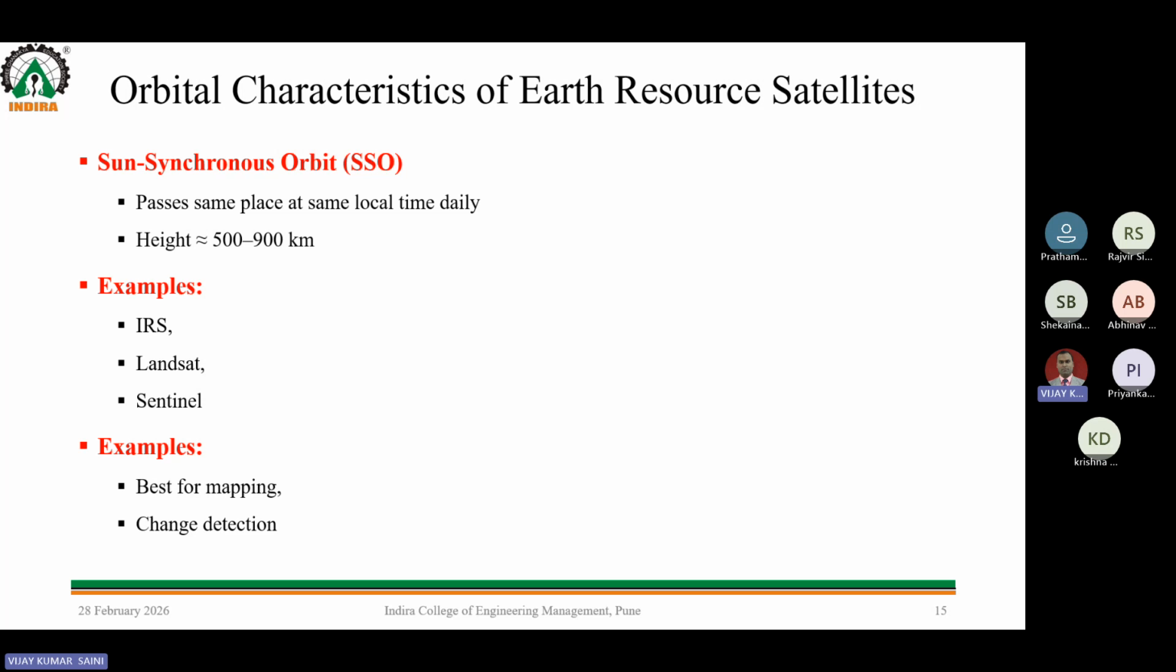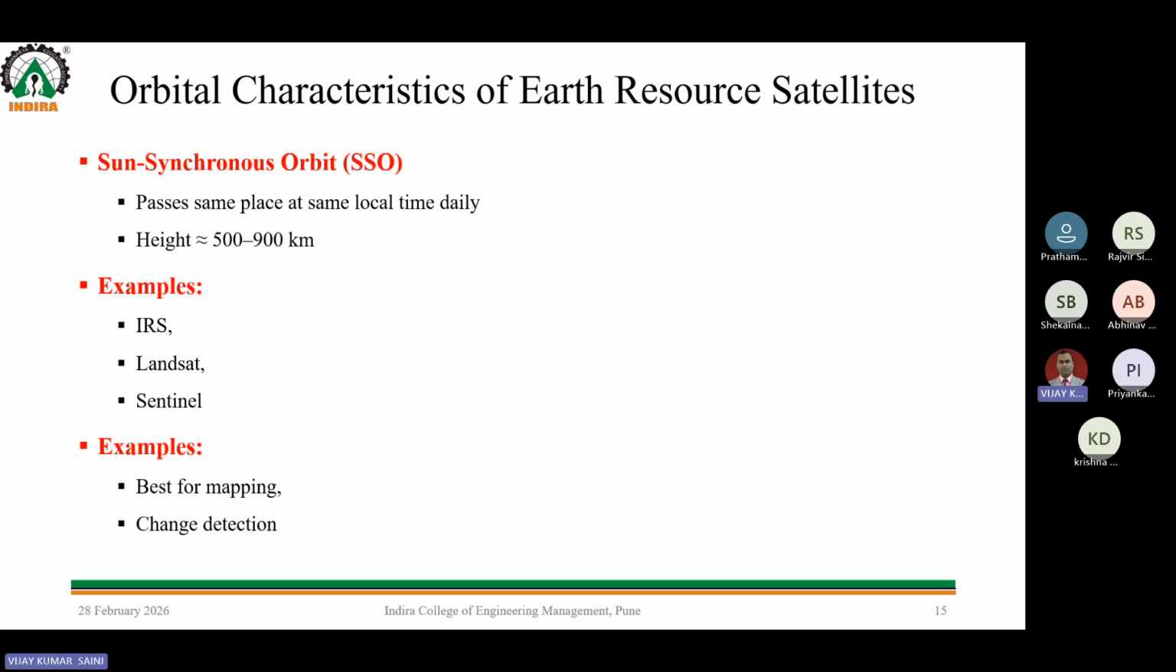So it will make one round in 24 hours and come back to that place. In that way the satellite is not moving along with the Earth; it is taking a 24-hour lap time. The height is 500 to 900 kilometers and it moves accordingly. Examples are IRS and Landsat. INSAT is somewhat different and its purpose is different. Basically it captures data at your daily local time.